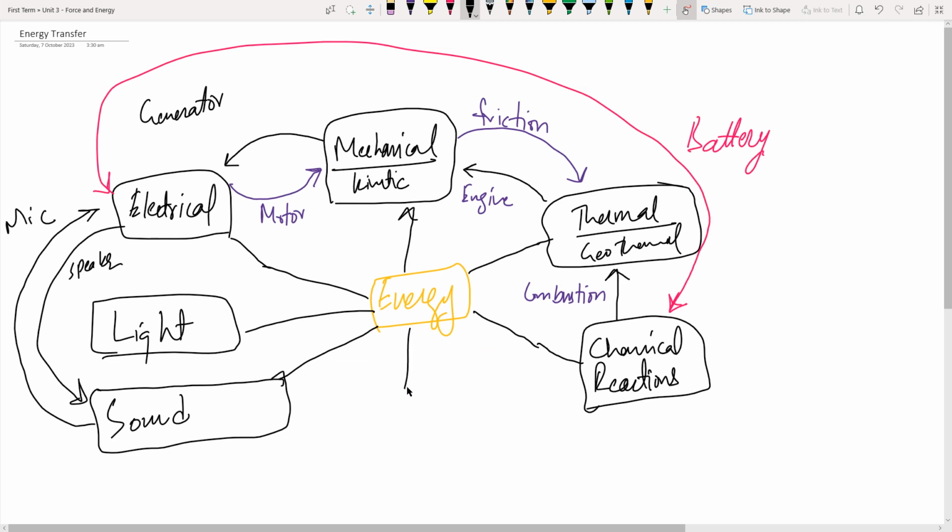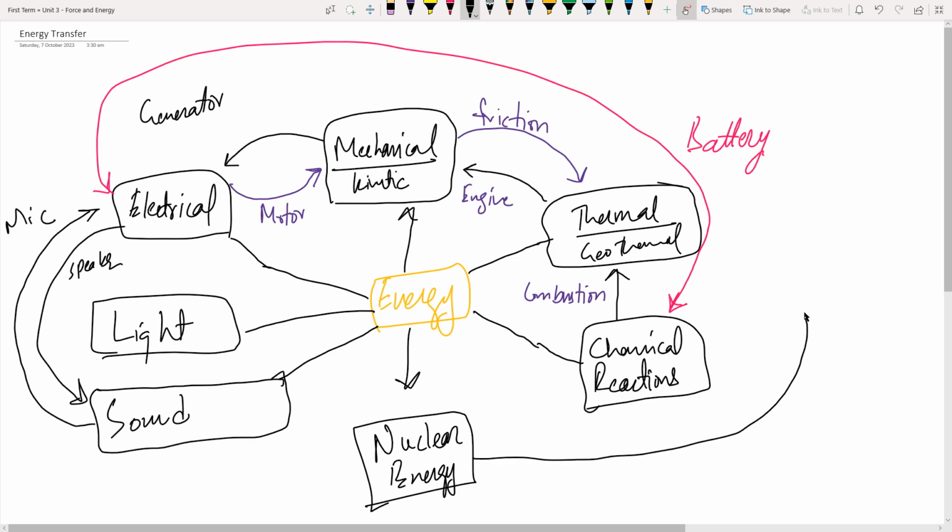And then finally, we have nuclear energy. Now, please do not confuse chemical energy with nuclear energy, because in chemical energy, we react different chemicals together to get heat, right? But in nuclear energy, we are not reacting stuff. Instead, we are breaking the nucleus of an atom to release a huge amount of energy. We call those nuclear reactions, right?